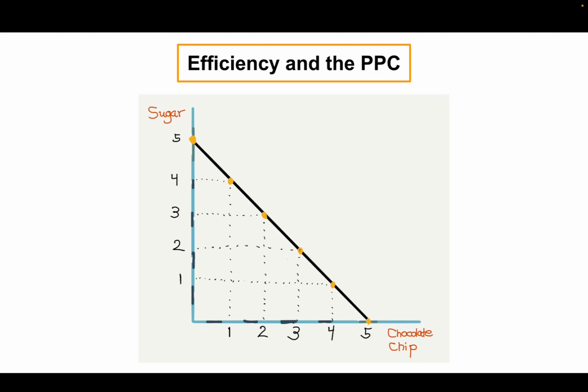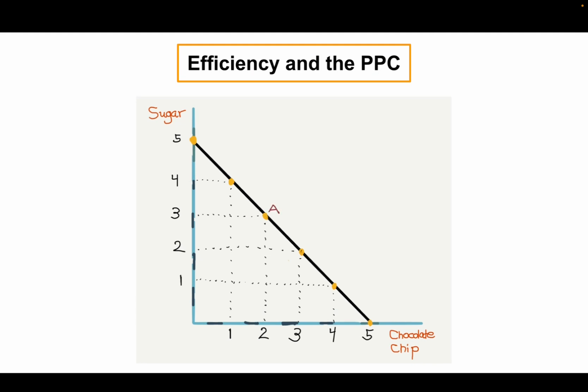So this is a production possibilities curve. In this case, it's a straight line. We'll see one in a minute that is a bit more curvy, but this one is linear. And so the next thing we're going to do is label the point three sugar cookies, two chocolate chip cookies. Let's call that point A.